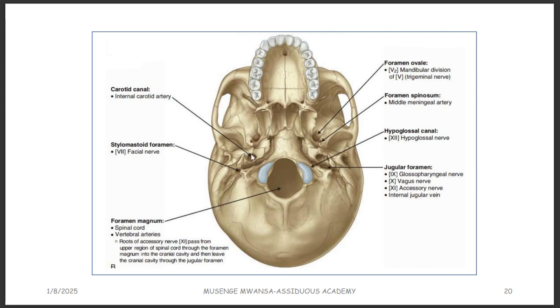This diagram can come in your practical test. Okay, and then you also have an opening. Look at this guy here. Can you see this is the styloid process? So we have got what we call the stylomastoid foramen. That's where the facial nerve will be able to pass. Yes, please. Is there a question?